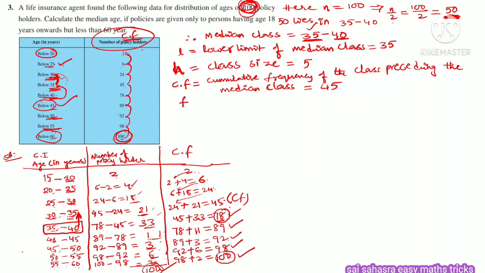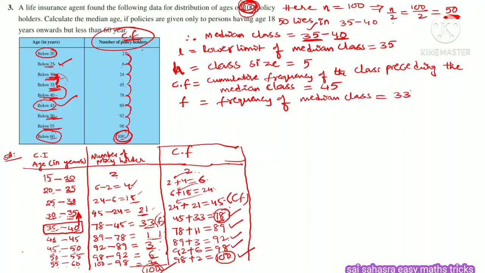Next, F for frequency. Frequency of which one? So many frequencies are there. We want the frequency of the median class only. The median class is 35 to 40, and its frequency is 33. So this 33 we have to write as F.